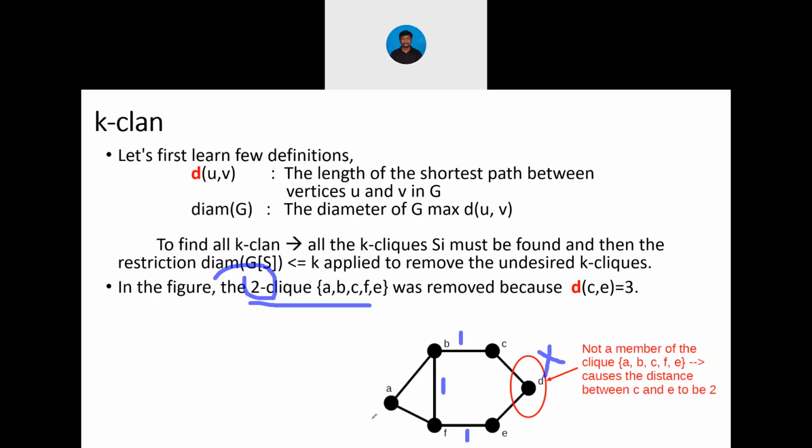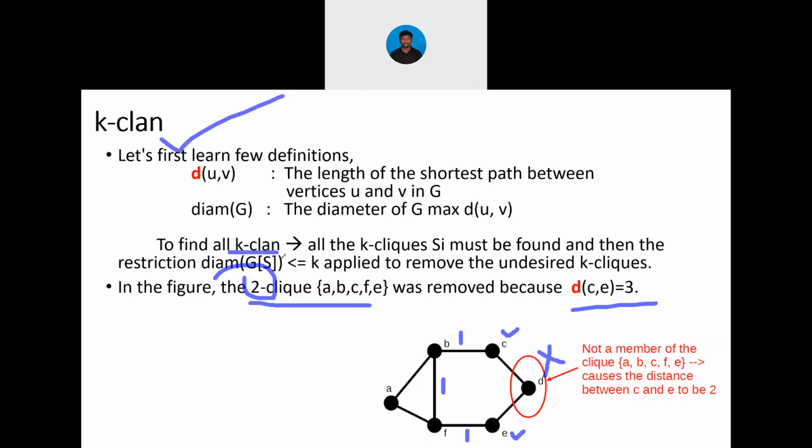And hence I am removing this two-clique, because for reaching E from C, it has to pass through a maximum distance of 3, right? And hence I am removing this two-clique here. So this is called actually K-clan.